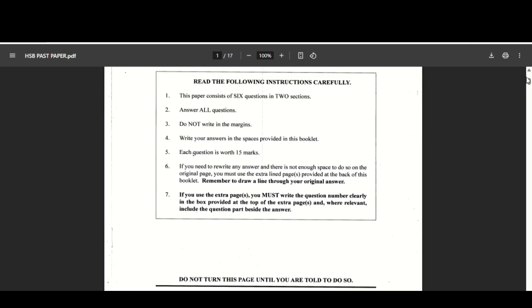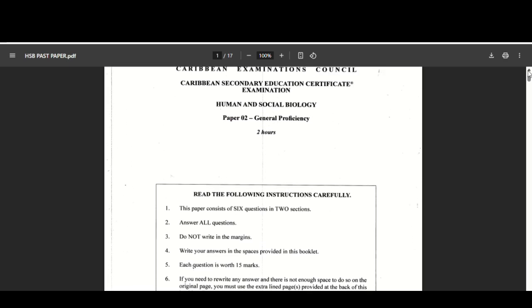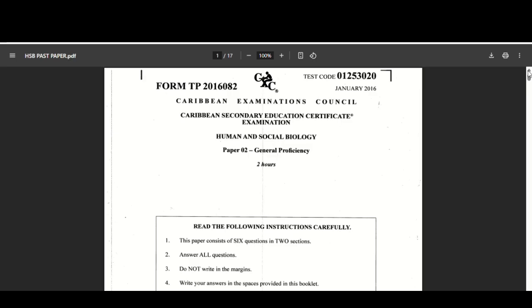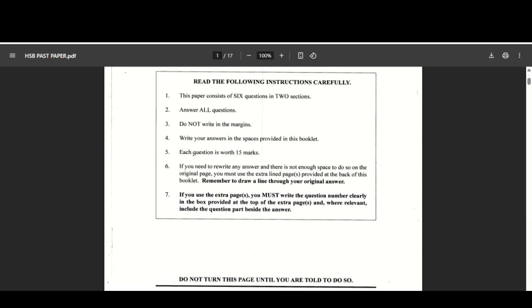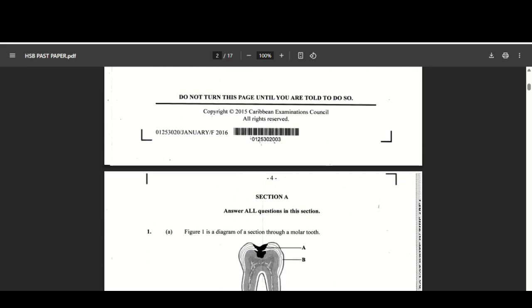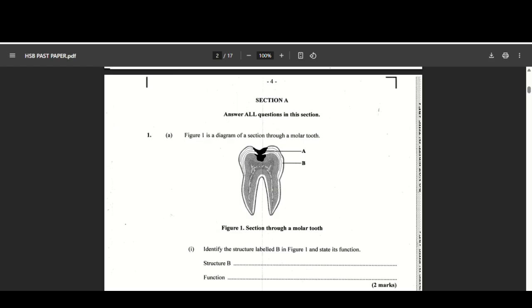The first thing is that it's very important to read the instructions. It says that the paper has 6 questions in 2 different sections, answer all questions. Remember to draw a line through your original answer, but always read the instructions. Okay, so this is now section A.